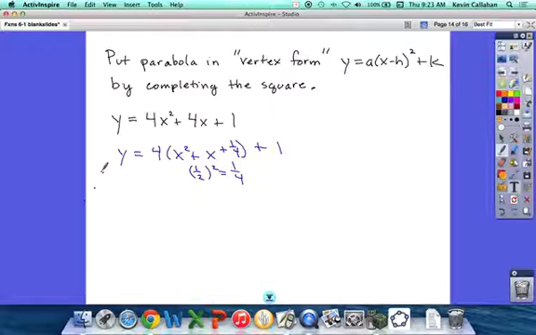Now what do I have to add to the end of the equation to balance out the fact that I just put a 1/4 there? So what is 4 times a fourth? Is 1, right? So I subtract 1, right? That balances.